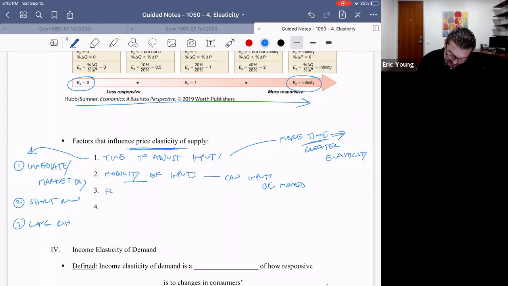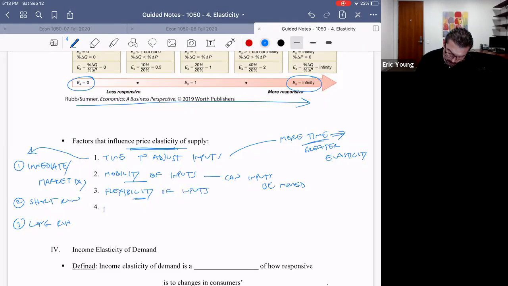Tied to that is a third one. We're going to say broadly, the flexibility of inputs is going to be a criterion that determines price elasticity of supply. Whereas mobility meant, can you take an existing input and move it from one productive area to another? Flexibility means, can a particular input serve multiple purposes? If production needs change, can some of the inputs on hand be reconfigured quickly to make the new product?